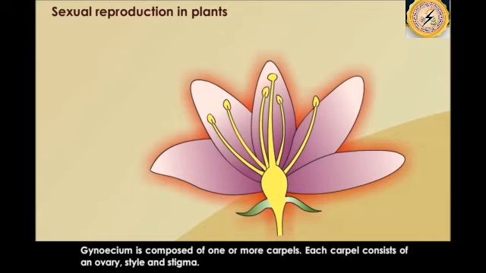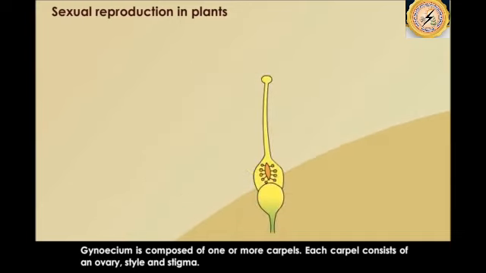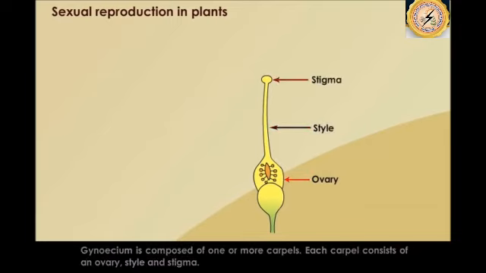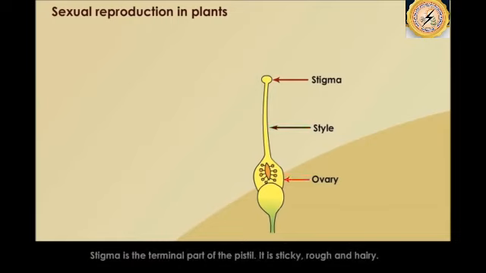the gynoecium is mainly composed of one or more carpels. Each carpel consists of an ovary, a style, and the stigma. So if you observe it very well from the top to the bottom, the topmost portion is said to be the stigma, then a long rod-like structure that is the style, and the lowermost is the ovary. So the stigma, the style, and the ovary.